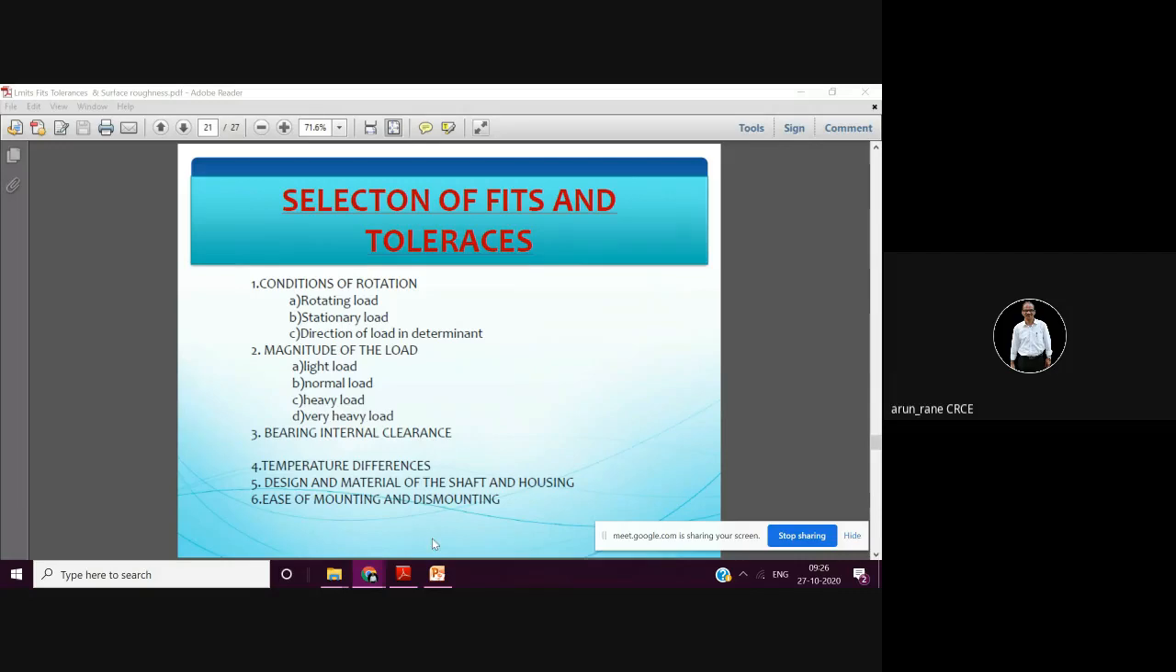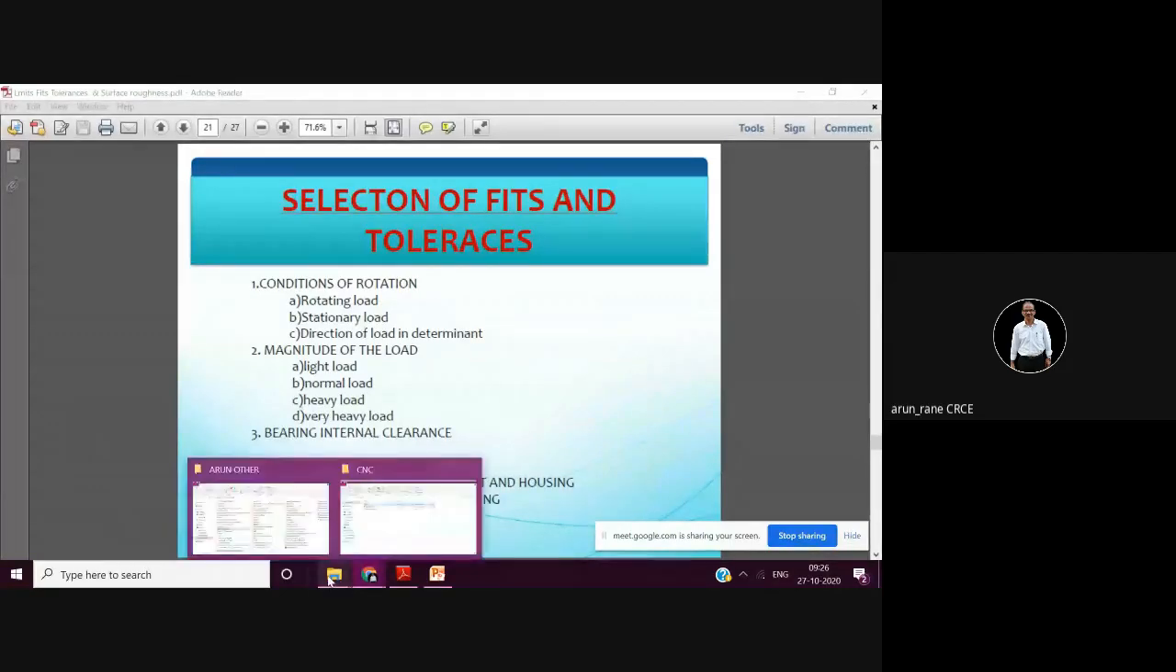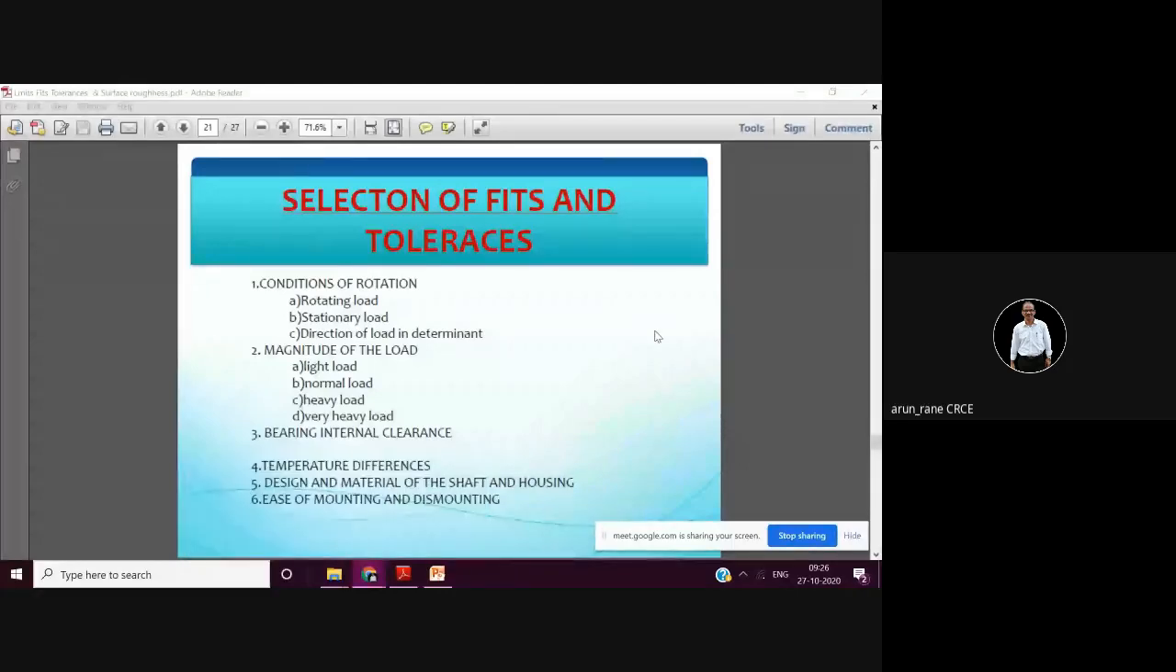In assembly, you need to consider the temperature differences also, because if there is a rise in temperature, then the bearings will become loose and may come out. So you have to consider that temperature difference when you are selecting the fits, in such a way that even if the rise in temperature is high, the bearing should not become loose. Accordingly, you have to select the fit and the tolerances.